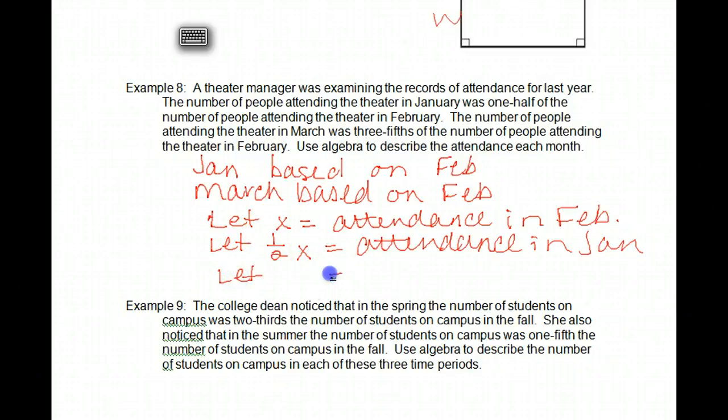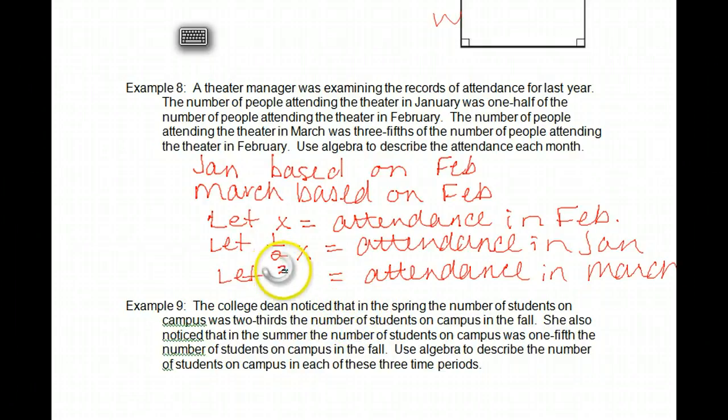And then we will write one more let statement for March. And it says that in March, it was 3/5 the number of people in February. So that would be 3/5 X.